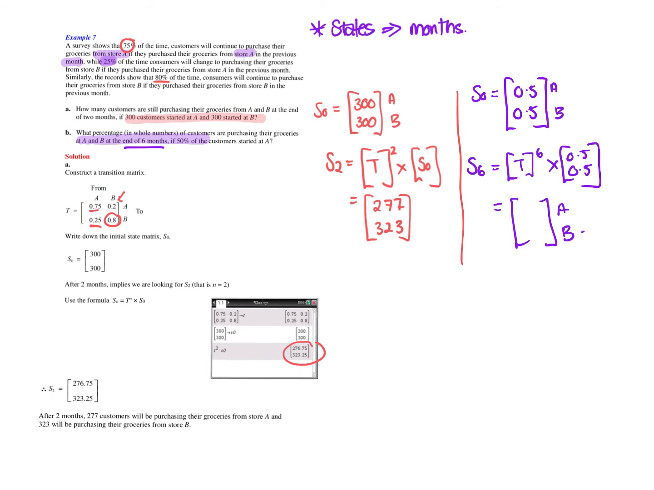Yeah, so good question, because this question was how many customers are still purchasing their groceries from A and B at the end of 2 months. So here we just say, on this first one, we'll just say A equals 277 customers and B equals 323 customers. You don't have to write a full statement, but you probably do need to write that out.